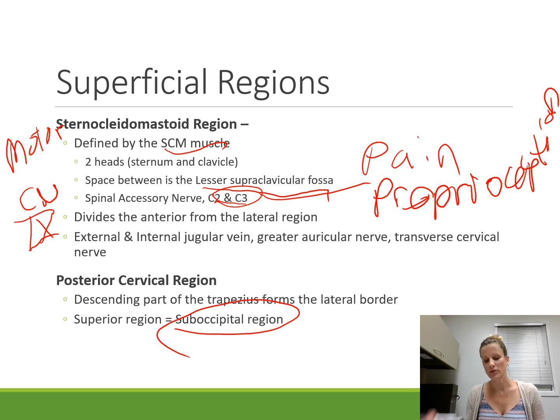Again, when we talk about clinical impact, we'll talk about this suboccipital region and about the importance of the nerves that pass through this area and being aware of them and not hitting them during surgery.